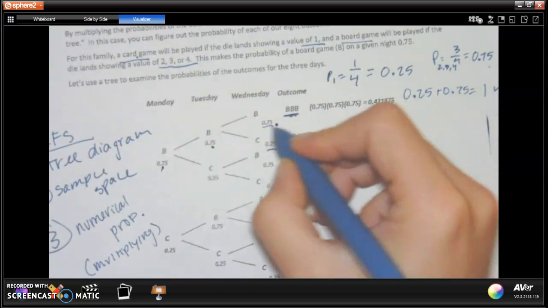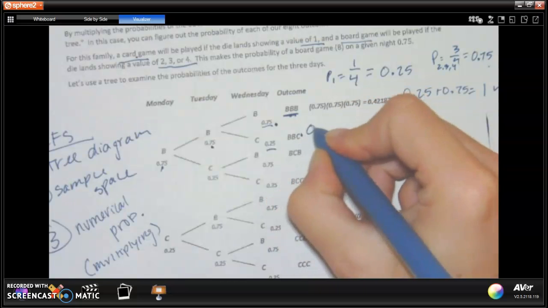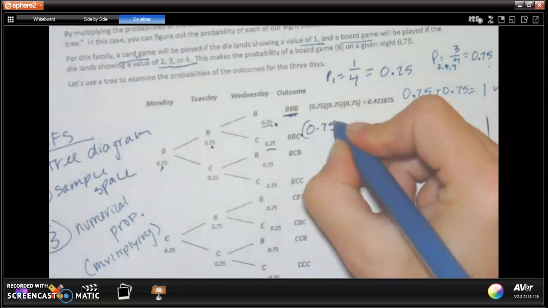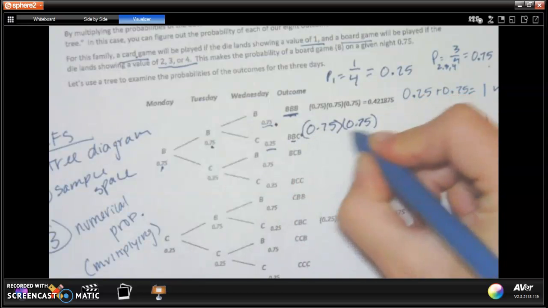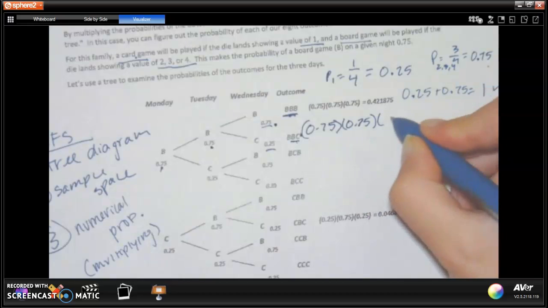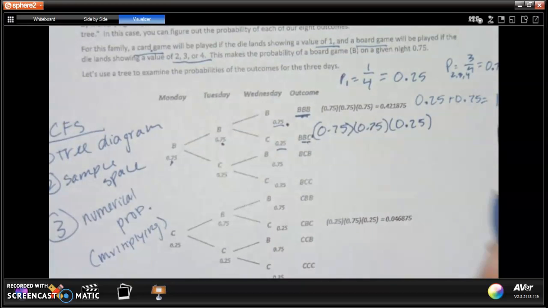So moving on to the second sample space, board game is 0.75. I'm multiplying it by the board game probability, which is 0.75. And then on the third night, I would need to multiply it by 0.25 to represent the probability of it being a card game. When I use my calculator to do this multiplication, I get 0.14.